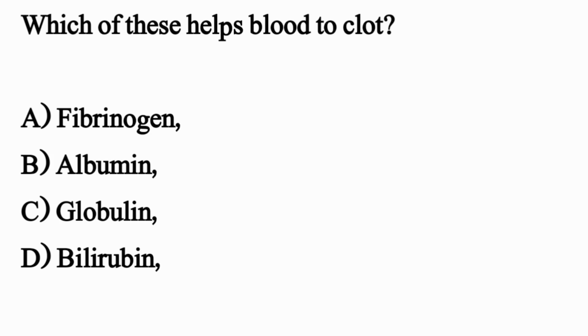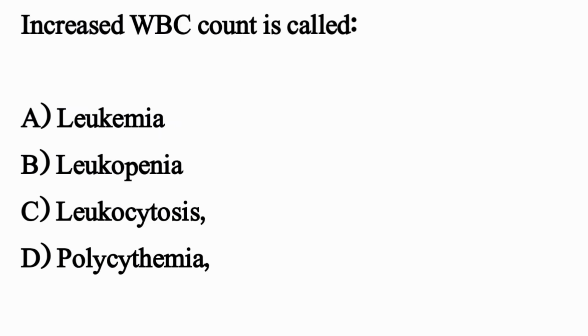Which of these helps blood to clot? The right option is option A, fibrinogen. Increased WBC count is called. The right option is option C, leukocytosis.